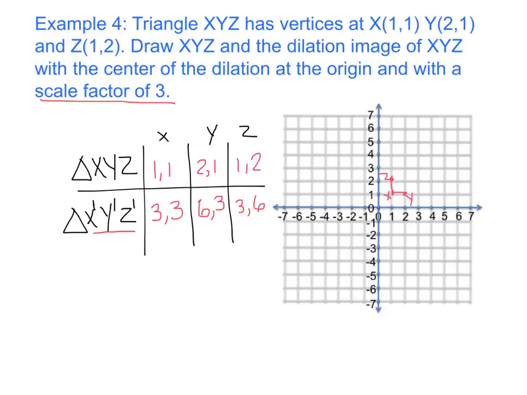Draw in our triangle. Now, we need to graph X prime, Y prime, and Z prime. We're at 3 and up to 3. Then we're at 6 and up to 3. Then we're at 3 and up to 6. This is X prime, Y prime, and Z prime. Same exact triangle, it's just one's larger than the other.